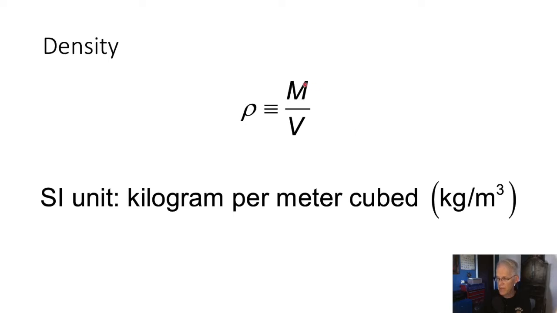So we're going to define density, and we'll use the Greek lowercase rho for that, as the mass divided by the unit volume. Now, our SI unit for this is going to be the kilogram, or 1,000 grams, per meter cubed. Our SI unit of length is a meter, but whenever you're thinking about volume, just imagine a cube with a length times a width times a height. So that is meters times meters times meters, or meters cubed.